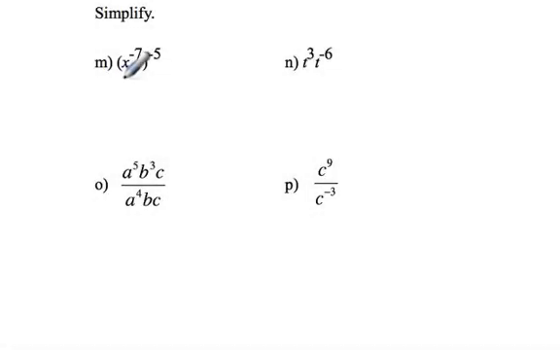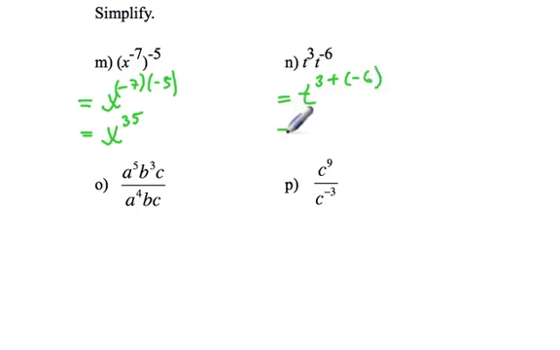Question M, we have power to a power. So we have the base of x, and since it's power to a power, we are going to multiply the exponents. That equals x to the power of positive 35. Question N, we have power times power with the same base. So base remains, and it's 3 plus negative 6. That equals t to the power of negative 3.